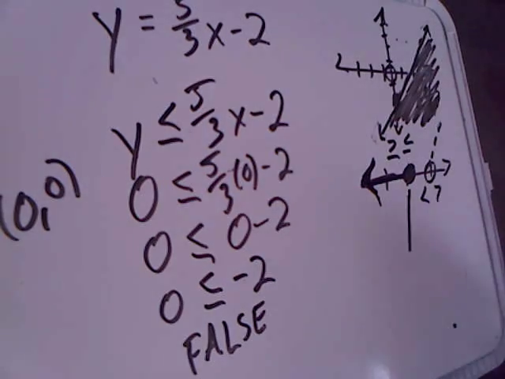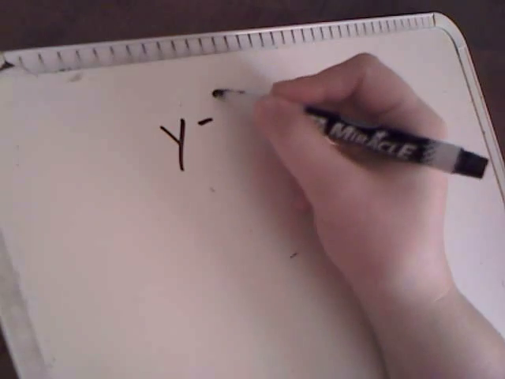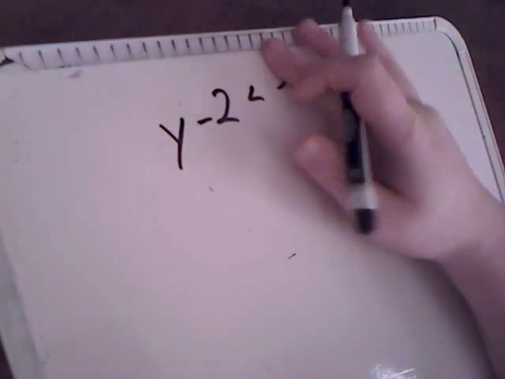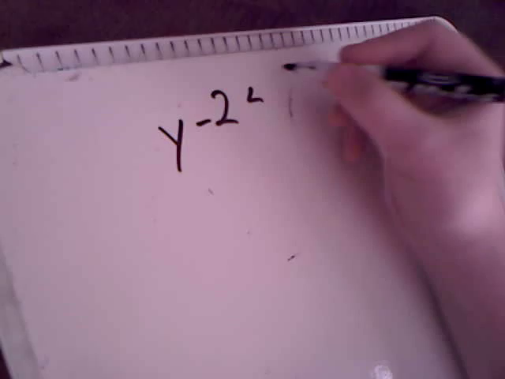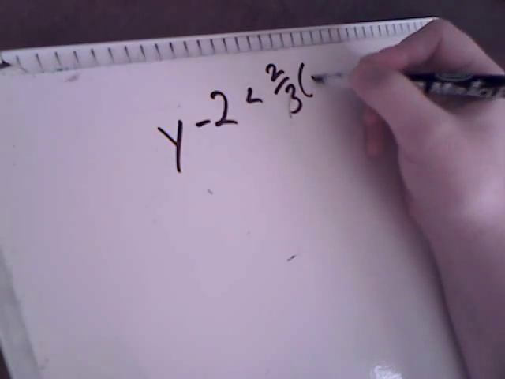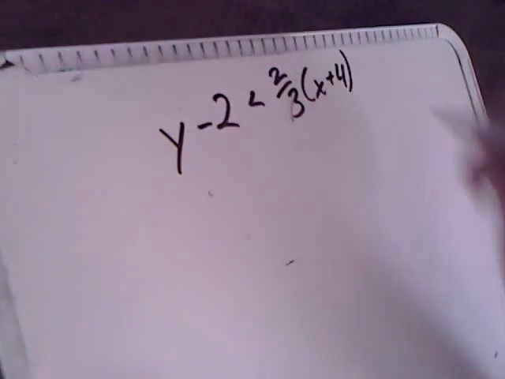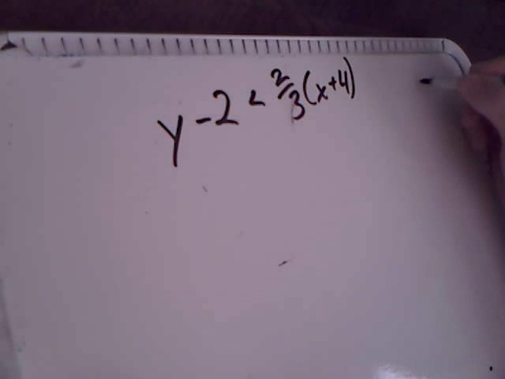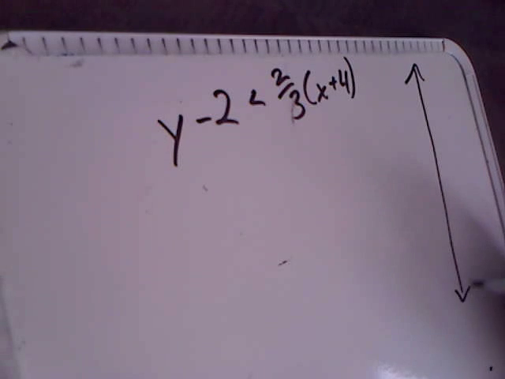Let's take a look at another example problem. Let's say we were given, instead of slope-intercept form, point-slope form. So we're given y minus 2 is less than 2 over 3 x plus 4. Now, first thing we're going to want to do is graph this.